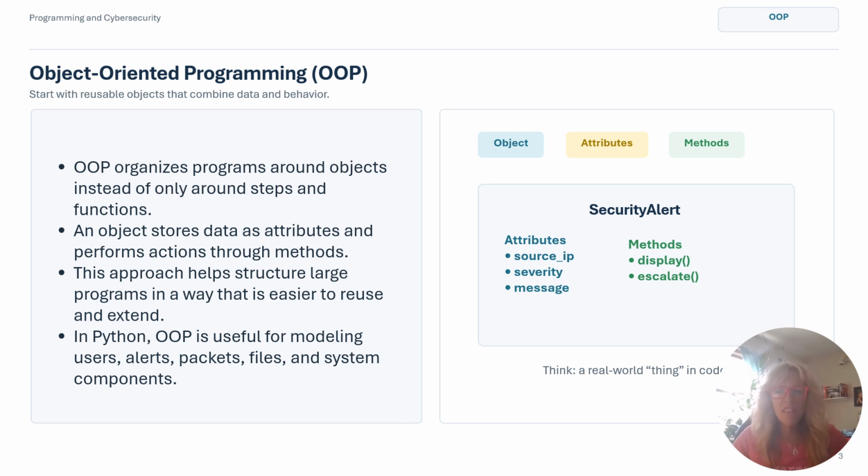So in Python, this is useful because many things we work with in cybersecurity, like users, alerts, packets, files, or devices, can all be represented as objects. So the big takeaway is this: object-oriented programming helps us think of code in terms of real things, what data they hold, and what actions they can perform.